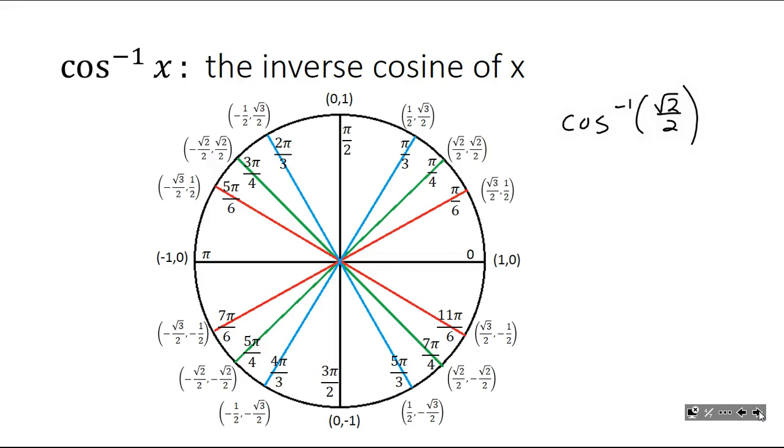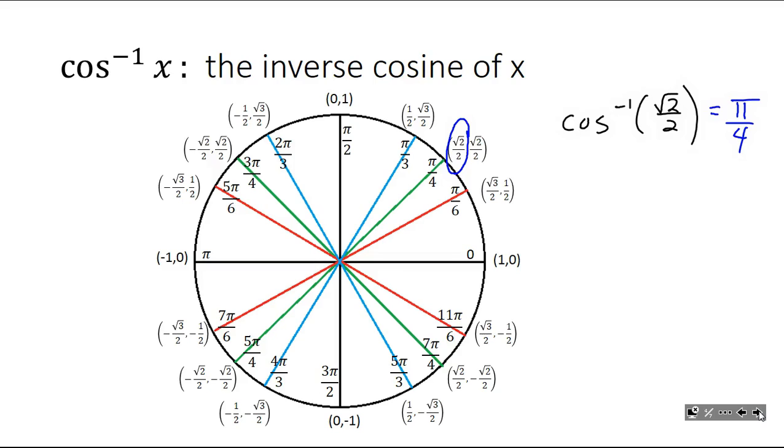Now remember, with cosine we look at the x value. So where do we find that? Well, I'll circle it over here. I see it right here, positive square root of 2 over 2. So it looks like I could say that the angle was pi over 4.